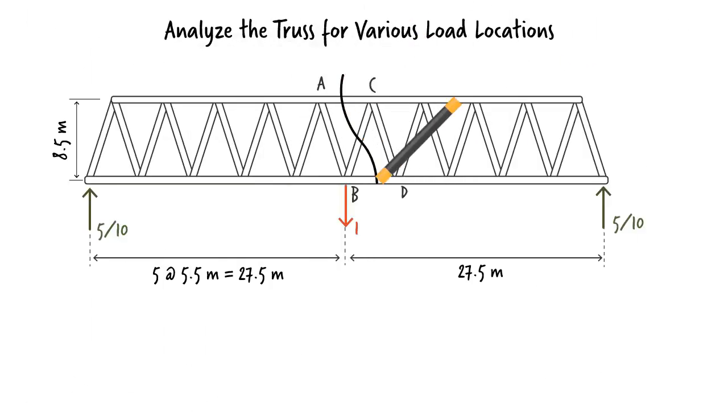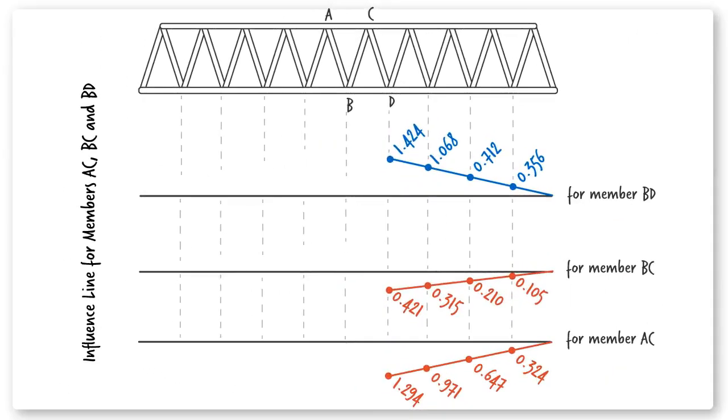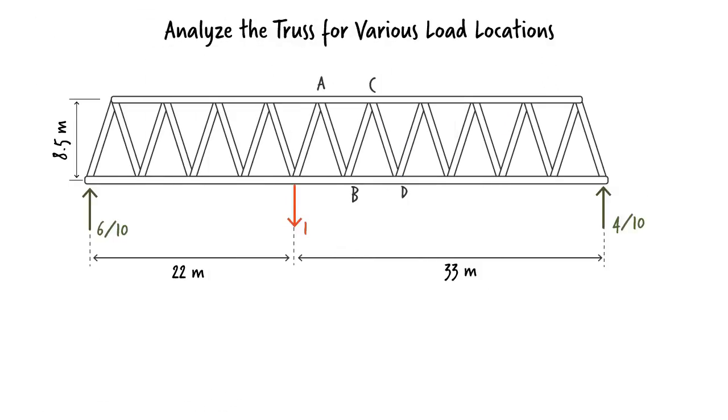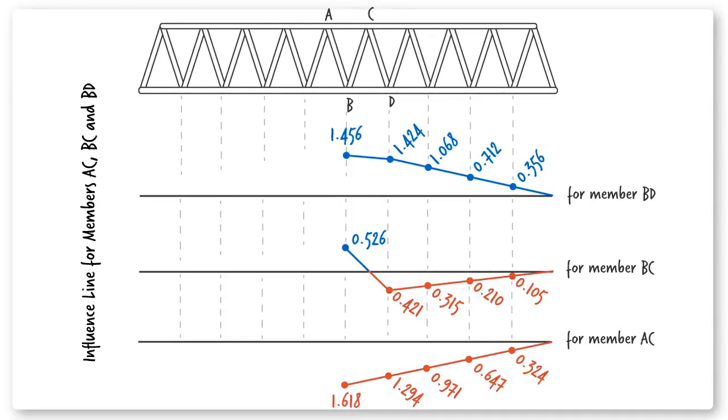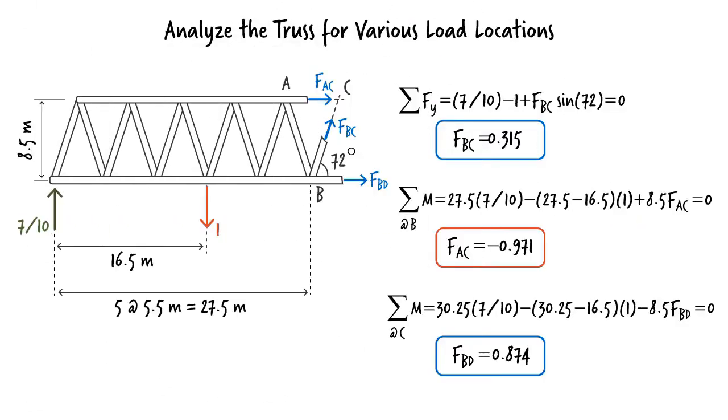Note the switch in the sign of the axial force in member BC when the load reaches joint B. The member goes from compression into tension. This shift is reflected in the influence line by a jump in value from negative 0.421 to positive 0.526. We continue moving the unit load and populating the influence lines until the unit load reaches the left end of the truss.